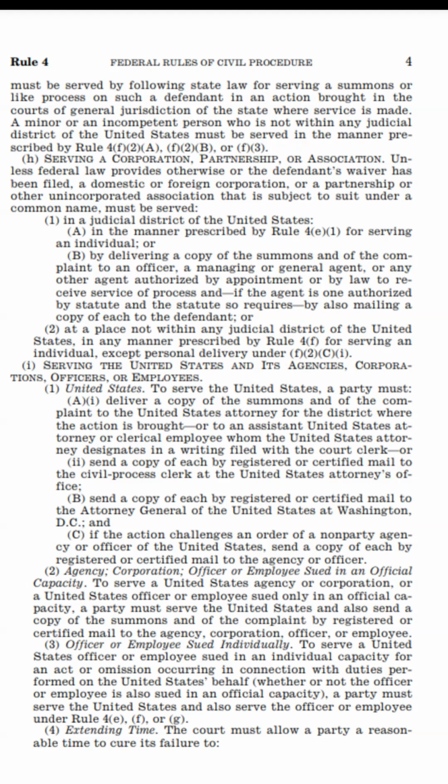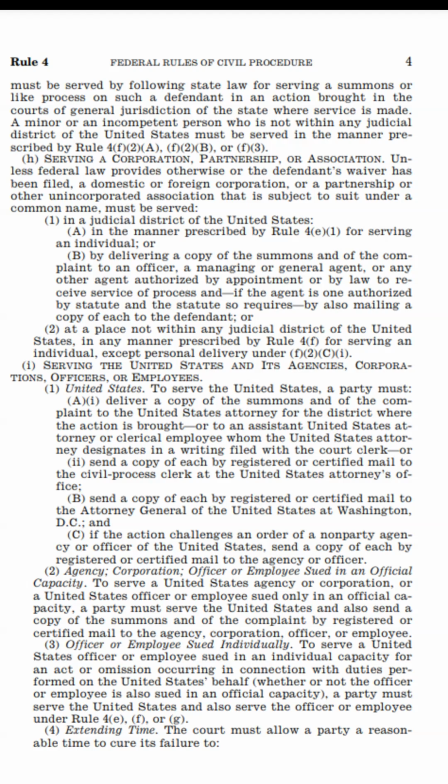3. Officer or employee sued individually. To serve a United States officer or employee sued in an individual capacity for an act or omission occurring in connection with duties performed on the United States' behalf, whether or not the officer or employee is also sued in an official capacity, a party must serve the United States and also serve the officer or employee under Rule 4(e), (f), or (g).